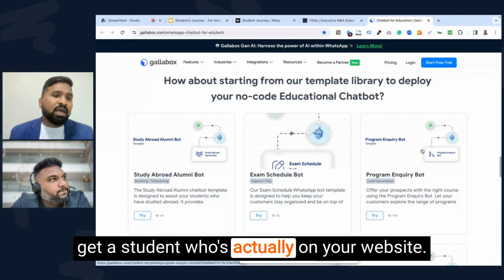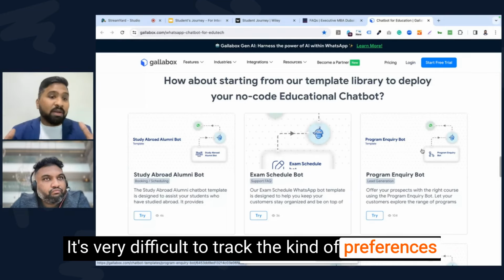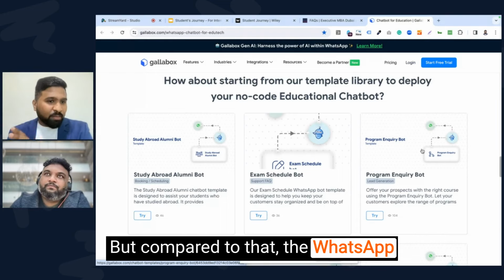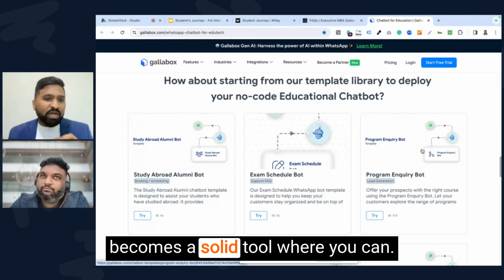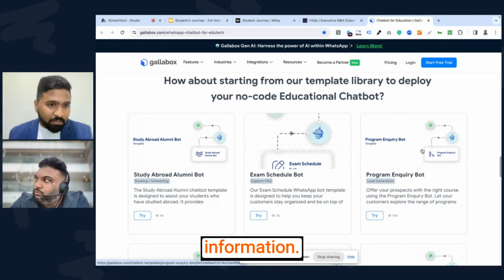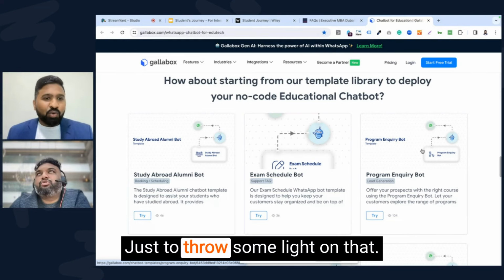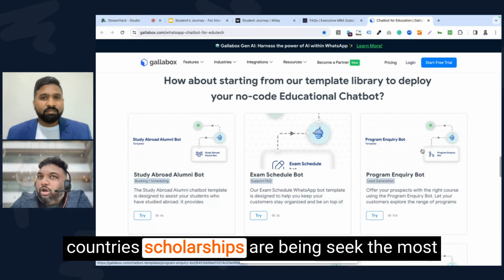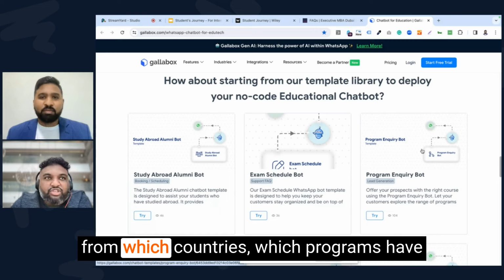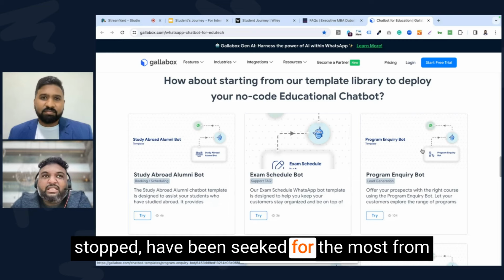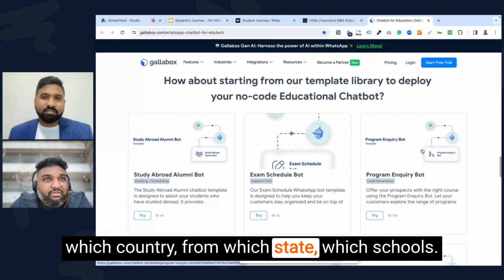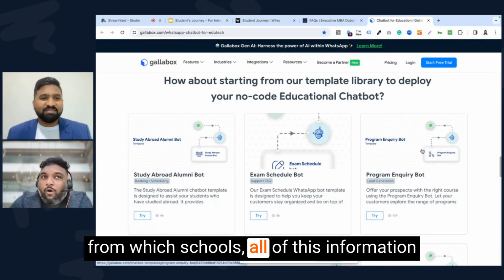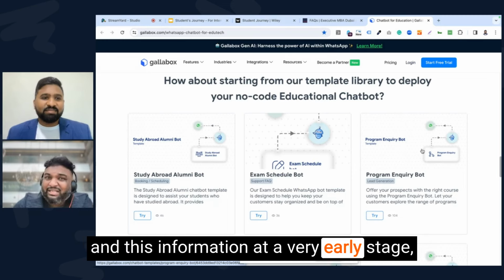A student who is on your website, it's very difficult to track the kind of preferences on a platform like your website. But compared to that, the WhatsApp conversation or the chatbot becomes a solid tool where you can extract this information. To throw some light on that, for example, you want to understand from which countries scholarships are being sought the most, which programs have been sought the most, from which country, from which state, which schools are showing more interest, students from which schools. All of this information, and this information at a very early stage.